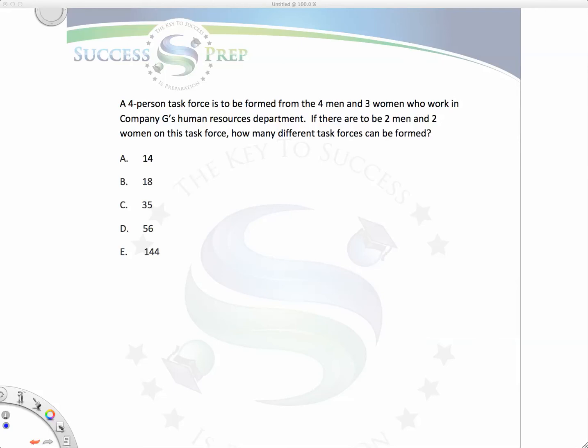The first thing you need to realize is that when you're working with a combination type question, what you should have is N combination R. If you remember what that equation says, it's N factorial divided by R factorial times (N minus R) factorial. Remember that factorial is that number times each smaller number, so 4 factorial would be 4 times 3 times 2 times 1.